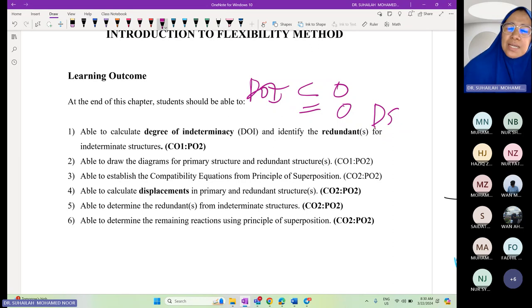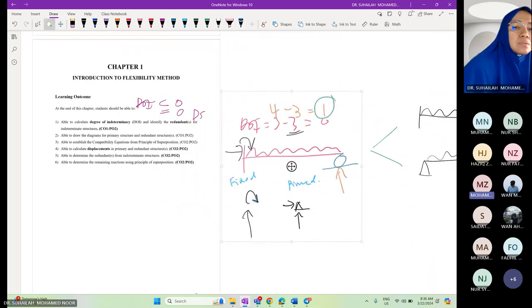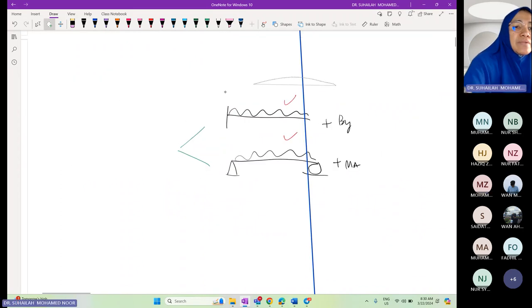So determinate structures, for example beams, have two types: the cantilever beam and the simply supported beam. It means that we determine DOI based on the support condition. I believe you already understand free body diagram. Whenever you want to calculate reaction at the support, we start by drawing the free body diagram. When we draw the free body diagram, what do we do? Determine reaction.